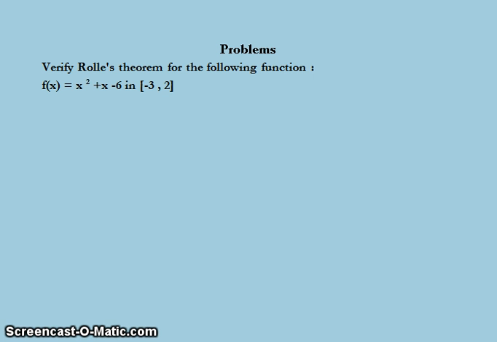Next we are going to discuss certain problems that would be based on verifying Lagrange's mean value theorem and Rolle's theorem for the given function in the given interval. Now we are required to verify Rolle's theorem for the following function, f(x) equal to x square plus x minus 6, in the interval [-3, 2].